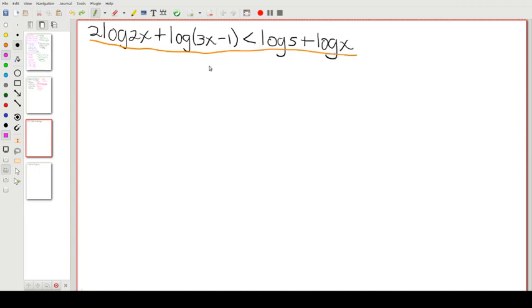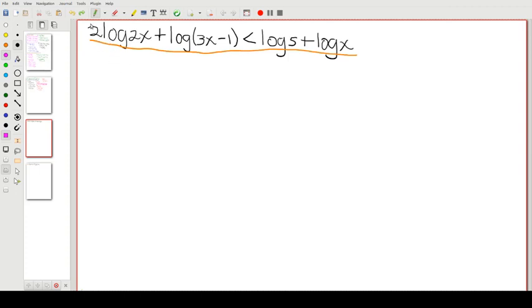So first thing we want to do is get a single log on both sides if we can, or a single log on one side and a number on the other, it doesn't really matter. We're going to go with the route of combining these logs on this side and combining these logs on this side. Everything already has the same base, everything is already a log. So now we can just apply our basic rules of condensing and expanding logarithms.